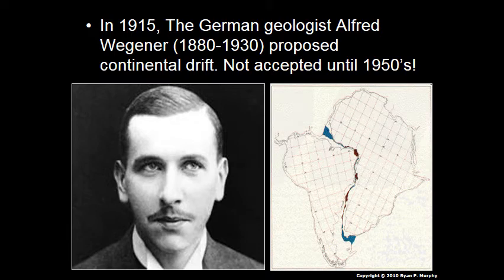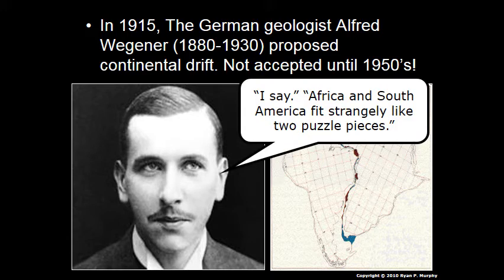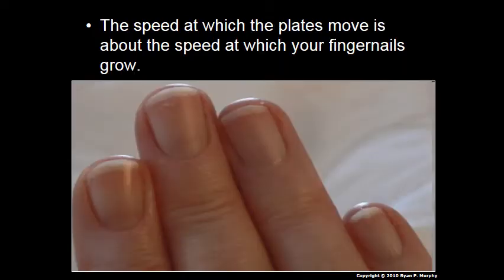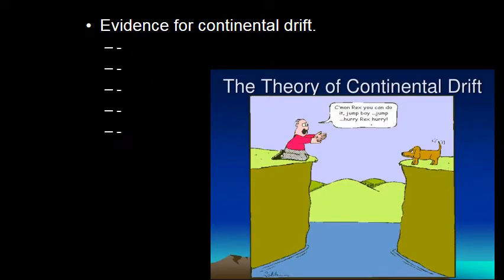The first thing he noticed was that some of the continents seemed to kind of fit together like puzzle pieces. And he found this very interesting, and that's what kind of got him going on this path. The speed at which these move is about the same speed that your fingernails grow, and that's why you don't notice it. Like you can't sit there and look at your fingernails and watch them grow. Same thing happens with the tectonic plates.